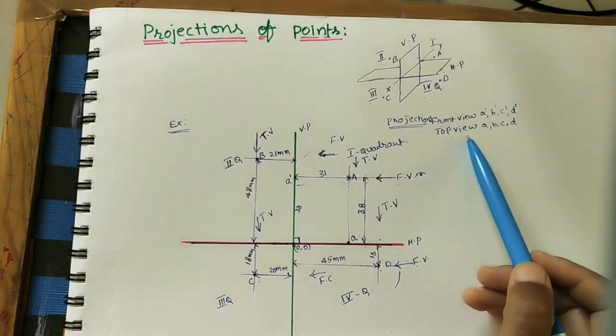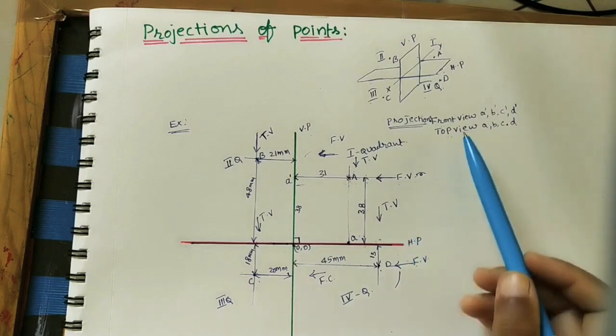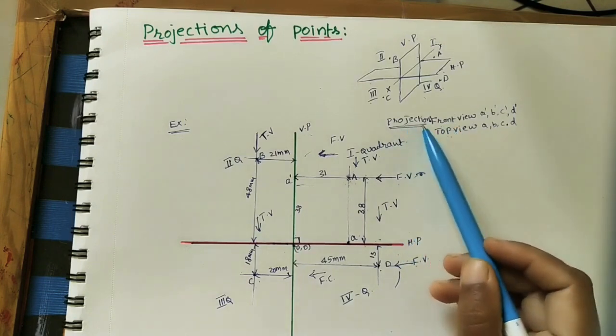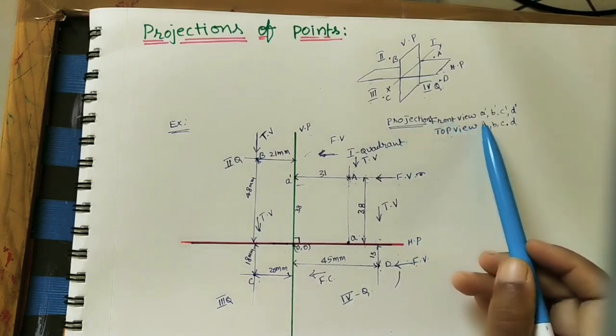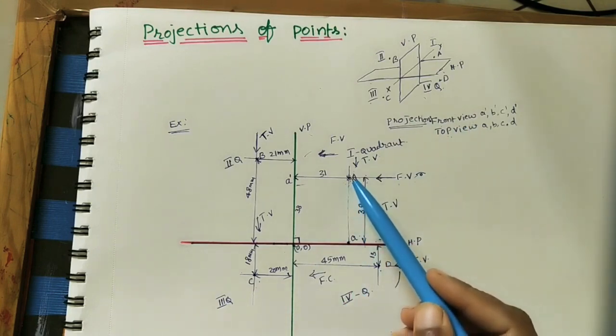And we have to draw the top view of the given point also, that is small a, small b, small c, like that. These drawings we can call projections. So we need to do the front view drawing and top view drawing of a given point. Let us take a point initially.